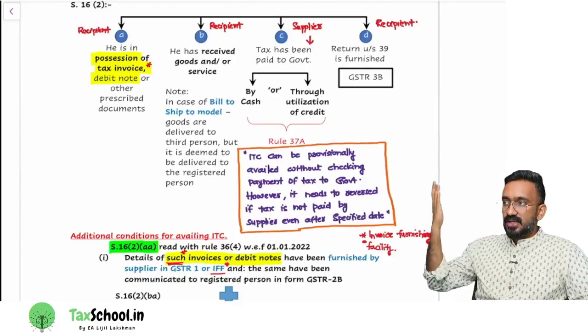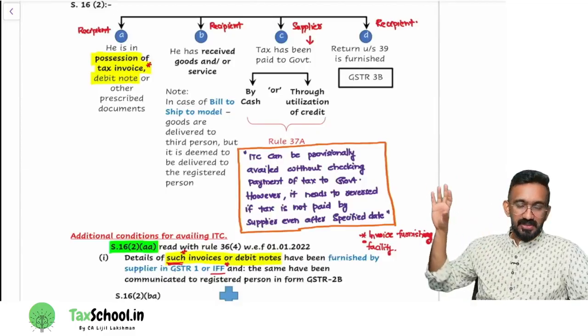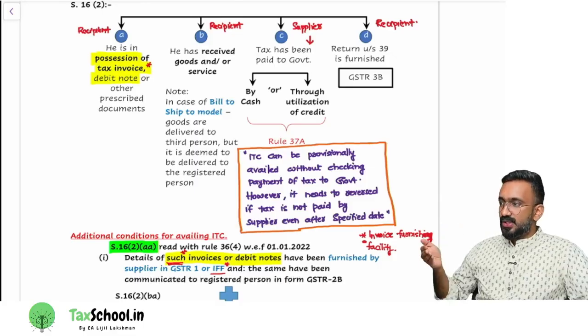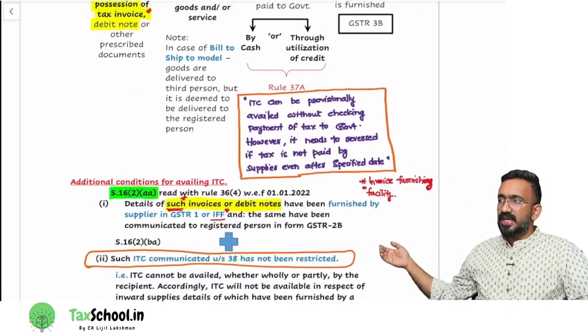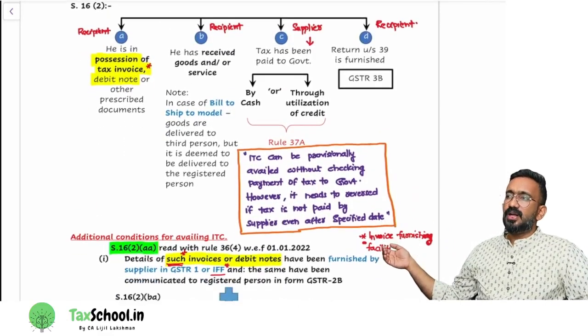Out of those 6 conditions, 4 conditions are to be understood here and 2 conditions that I have listed additionally. You can see here I have listed 2 amendments. 16.2AA was introduced, 16.2BA was introduced. So let's look at what the first 4 conditions are.